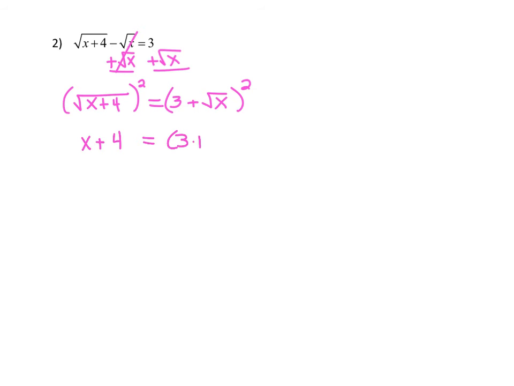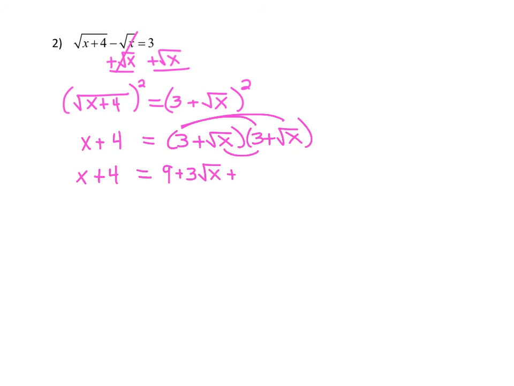And then here, I'm going to have to write this out twice and double distribute. Okay, so let me first bring down the x plus 4. And then I'll have 3 times 3 is 9. 3 times radical x is 3 radical x. Radical x times 3 is 3 radical x, right? You just put the number in front of the radical.